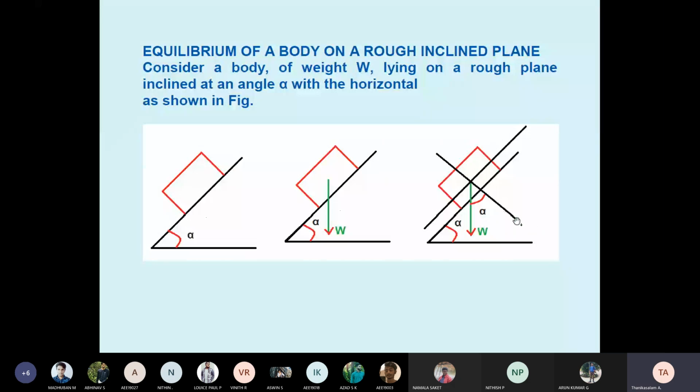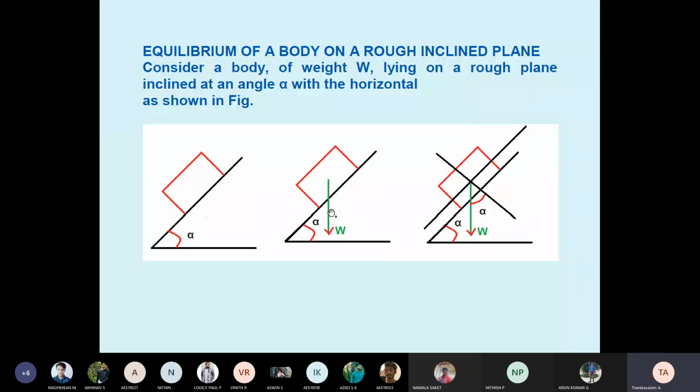Students, see here. We want to solve the problem, no? That's why, when solving a problem, we always draw the XY axis, no? So I am drawing the XY axis with respect to the inclined surface. See here, the X axis is parallel to the inclined surface. Similarly, the Y axis is drawn perpendicular to the X axis.